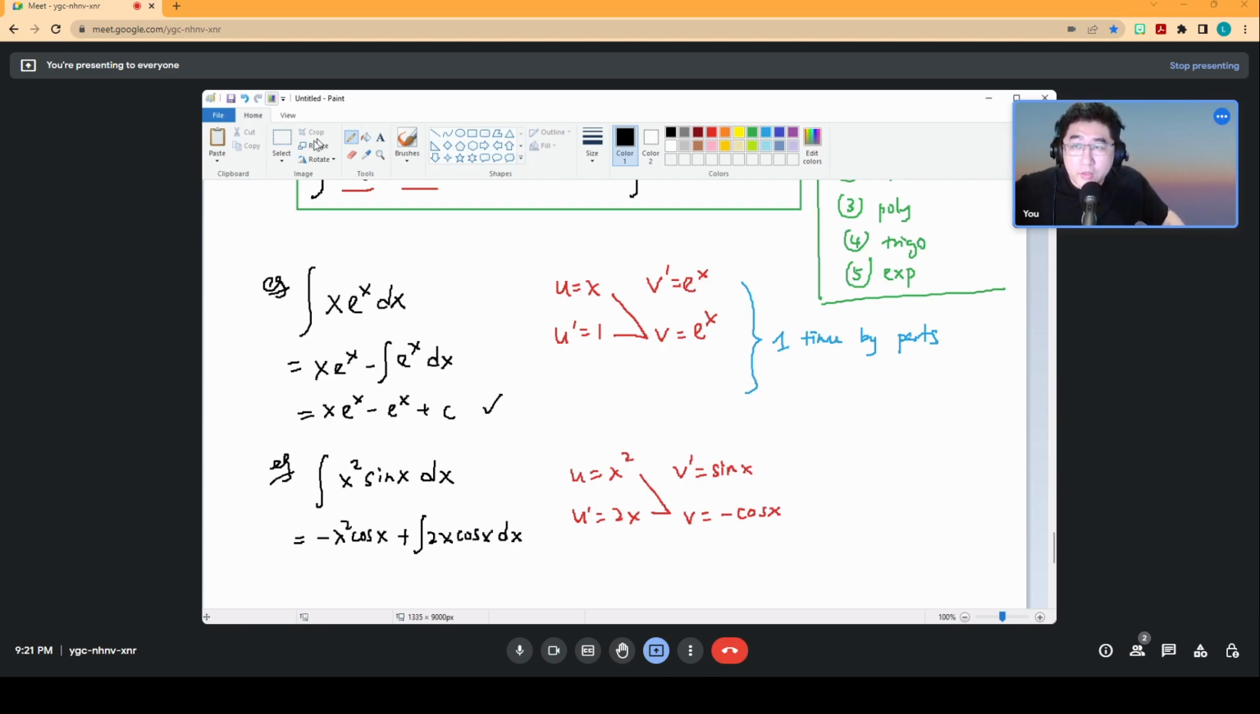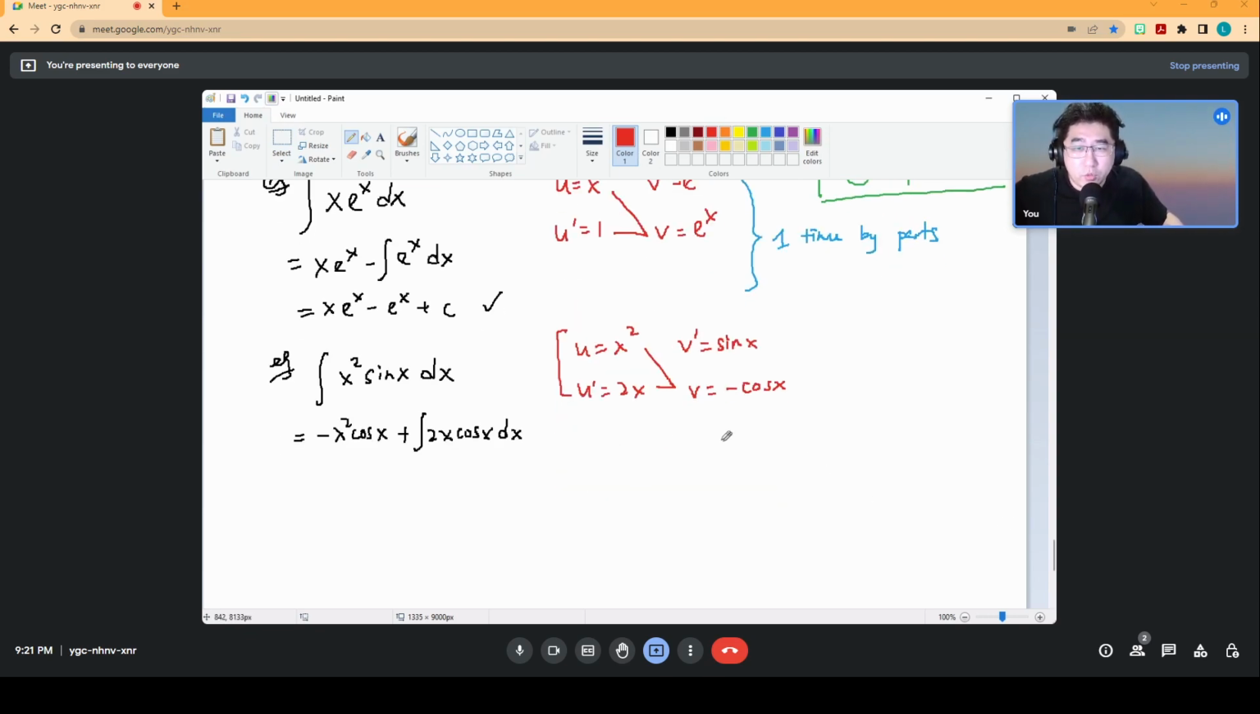You will notice that the integral of 2x cos x still has something left behind. Still a multiplication of two things here. So that means I will need to do integration by parts for the second round. So I let u equal 2x, v prime equals cos, u prime equals 2, v equals the integral of cos, which goes to sine. So I need to use these three components.